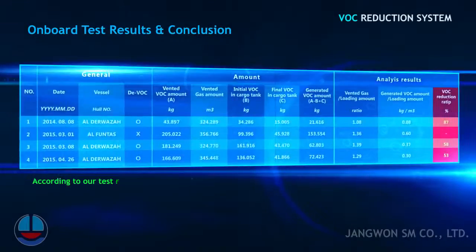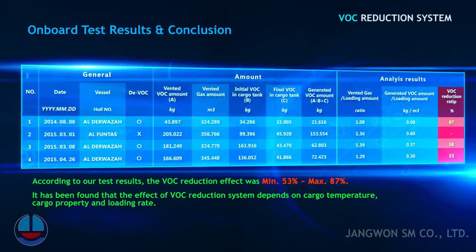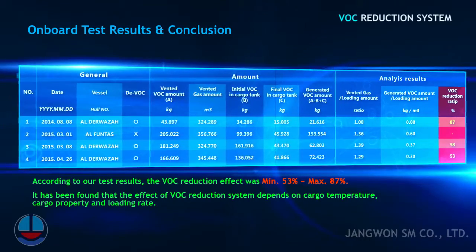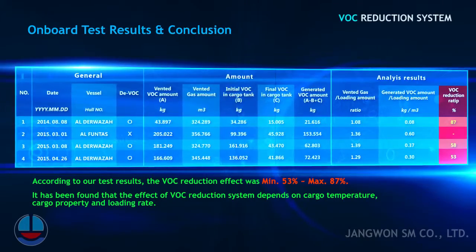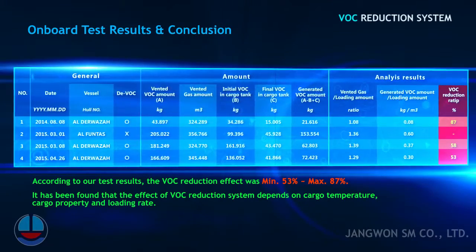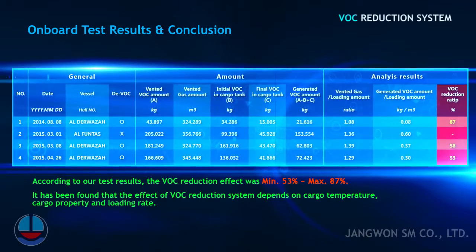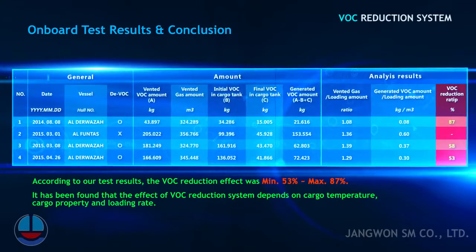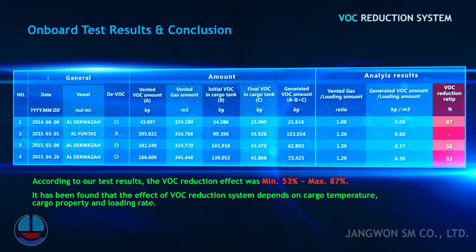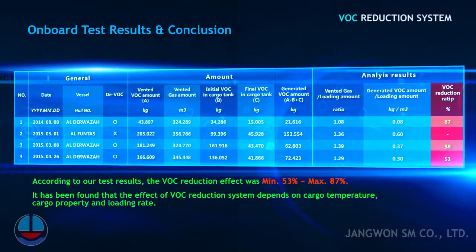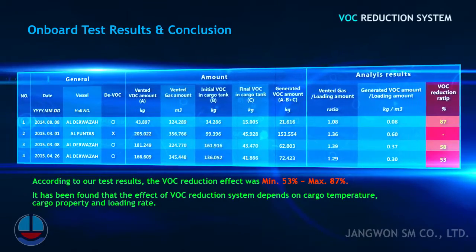So far, several onboard tests have verified that the system can reduce VOC generation during the loading period by nearly up to 85%, depending on cargo temperature, cargo property, and loading rate. As the environment is becoming a more important consideration, ships equipped with the VOC reduction system would have priority preference in chartering with high environment standards and by preserving precious cargo intact.